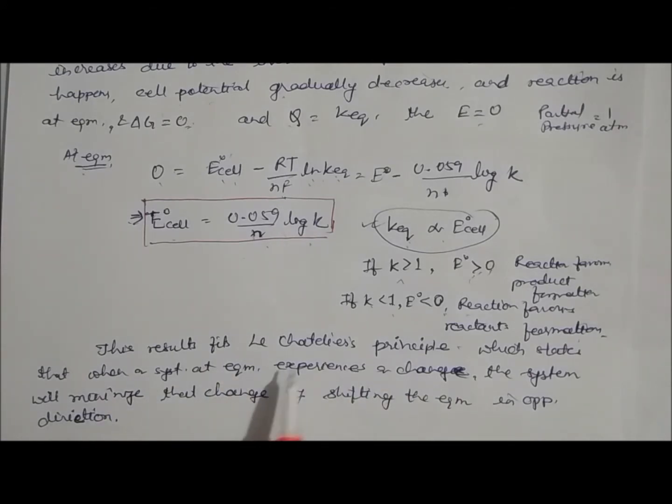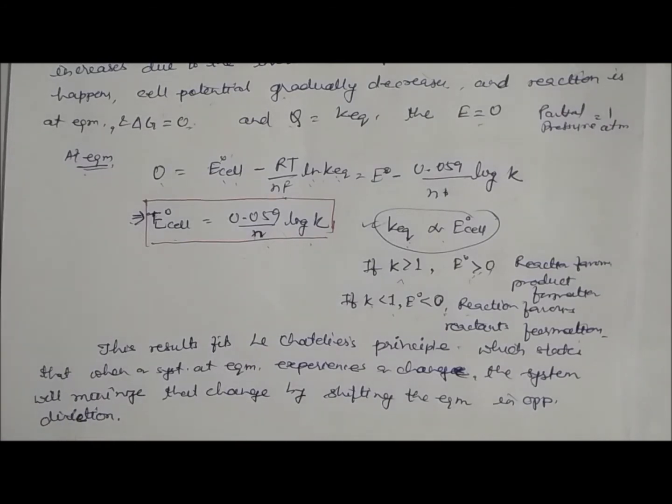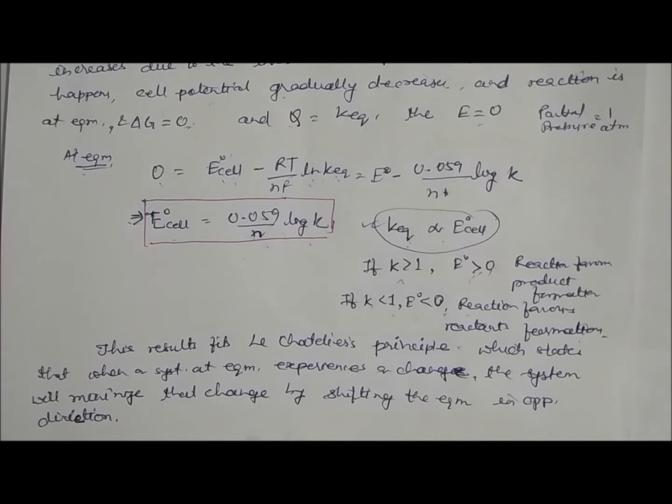How? You know very well, Le Chatelier's principle states that when a system at chemical equilibrium is disturbed by pressure, temperature or concentration, it will experience a change, and the system will try to minimize that change. How will it minimize? By shifting the equilibrium in the opposite direction. So this is the way of balancing chemical equilibrium using Le Chatelier's principle.